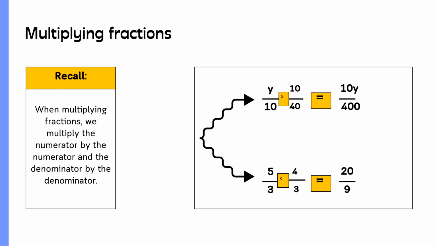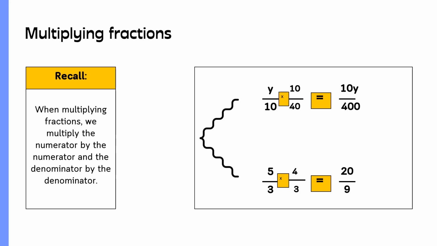Take a look at multiplying fractions. When multiplying fractions, we multiply the numerator by the numerator and the denominator by the denominator. So for instance, y divided by 10 times 10 divided by 40 is going to equal 10y, because 10 times y, we're going across the numerators, right? 10y divided by 10 times 40 is 400.